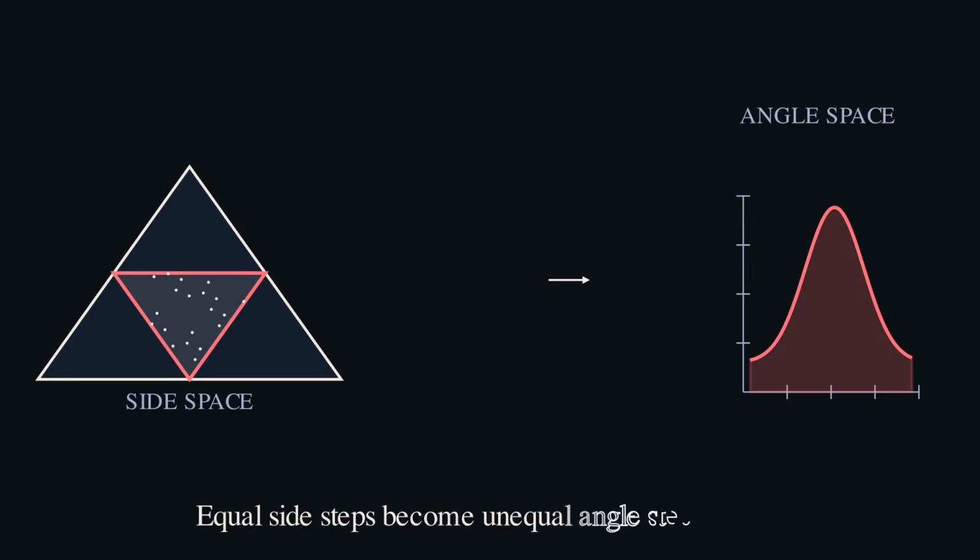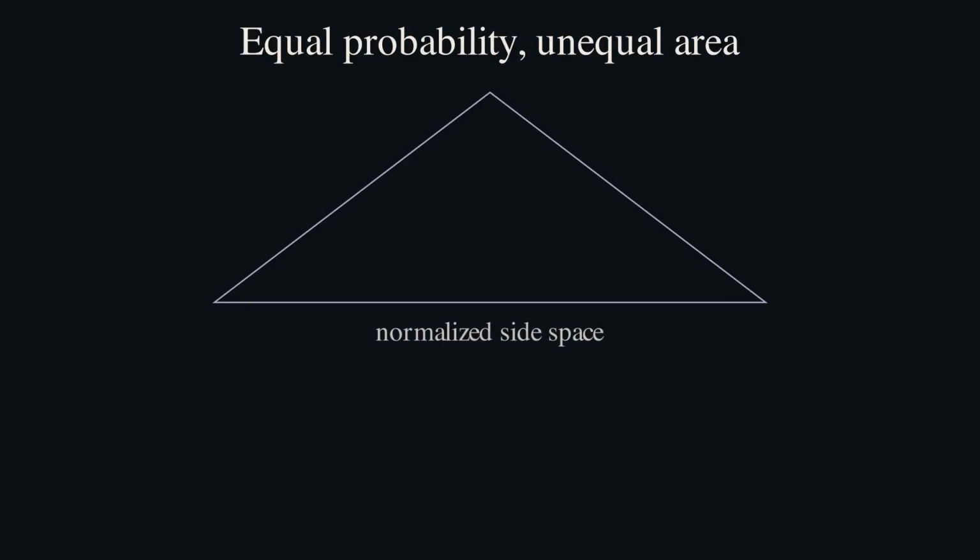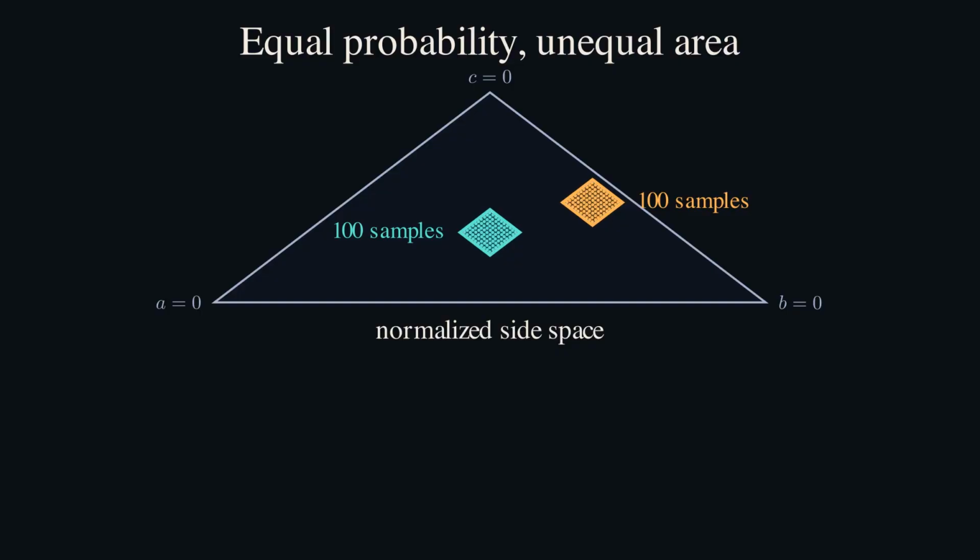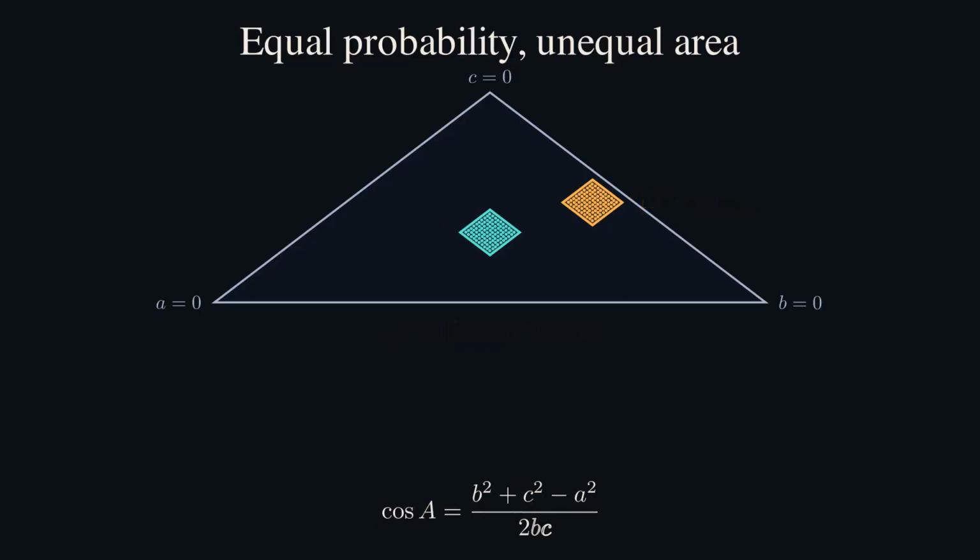Somehow, equal steps in side space become unequal steps in angle space. How? Take 2 equal little squares in that side length region. Since the sampling is uniform, they receive the same number of triangles. Now send both squares through the law of cosines. The square near the center becomes a surprisingly small patch in angle space. The square near a nearly flat triangle stretches into a long, thin patch. Same probability, very different area.